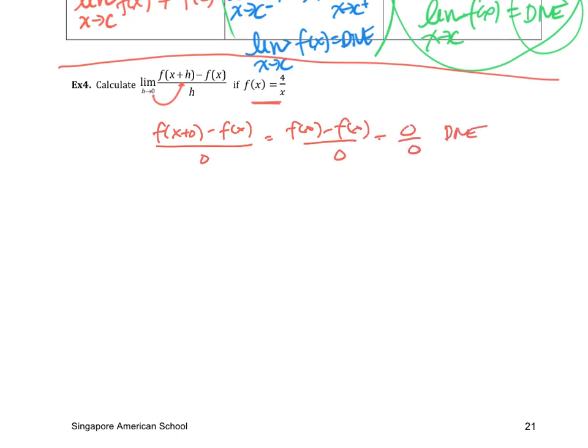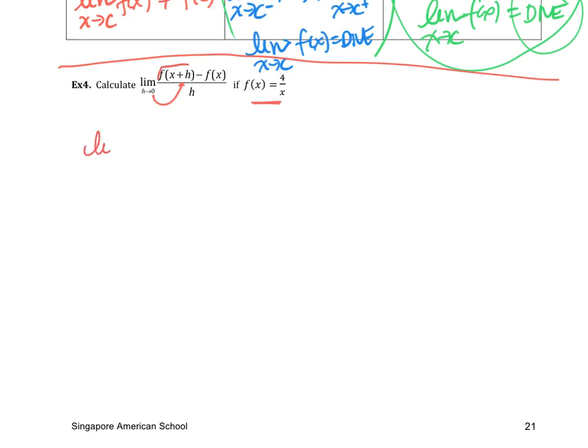Well, we know that's not going to work, so we're going to have to think of a way to simplify this so we can find out what h is approaching. So we have to first, so the limit, actually I'm going to color coordinate this. The limit as h approaches 0 is f of x plus h. So f of x plus h means that we take the x plus h and plug it in for x. So that is 4 over x plus h.